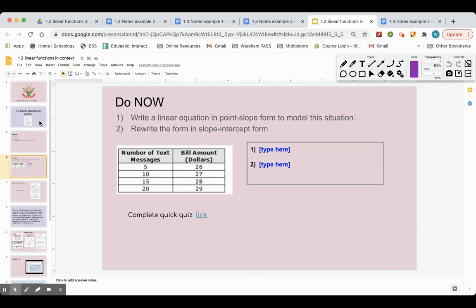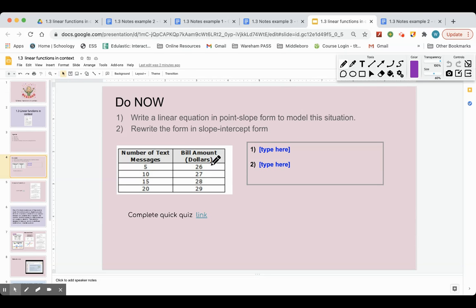So the do now is right here. It asks you to write an equation in point slope form to model the situation, and then rewrite the equation in slope intercept form. So we're given the number of text messages in the independent variable column or the X column, and the total bill in the dependent variable or the Y column. And your bill depends on, the cost of the bill depends on the number of text messages.